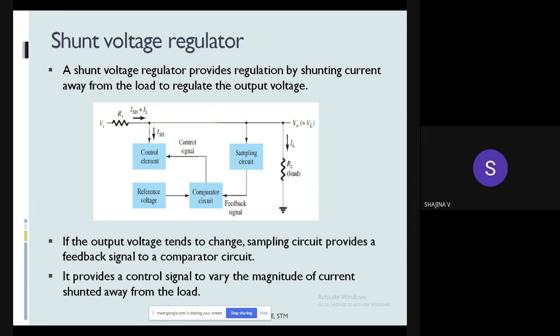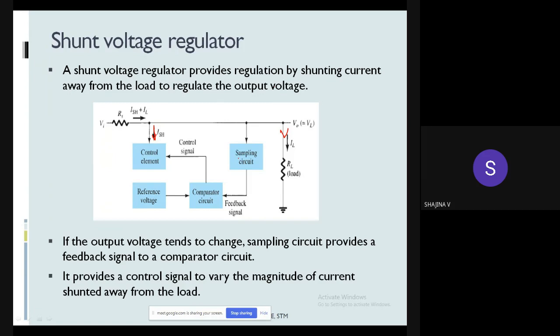A shunt voltage regulator provides regulation by shunting current away from the load to regulate the output voltage. Here you can see a simple block diagram. You will have a series resistance, and the load current will flow through this path, and here there is a path for shunt current. If there are any variations in the output voltage, we can control it using this shunt current, shunting current away from the load to regulate the output voltage.